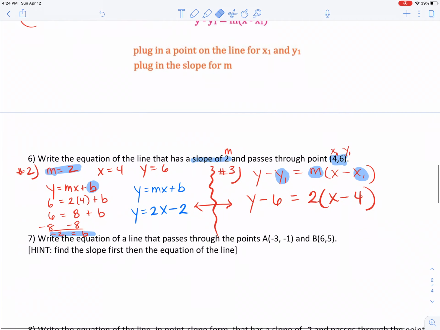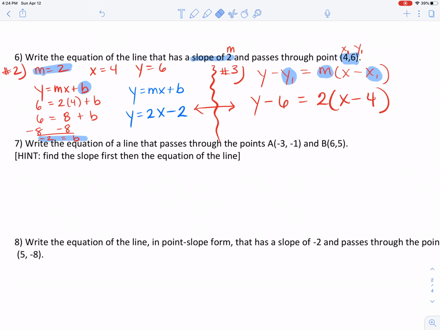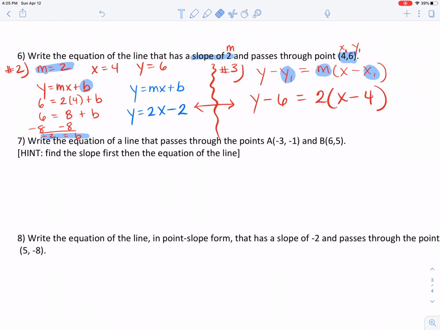Okay, the next one is similar, but it doesn't even give you the slope. So I'm going to use method 1, but if you prefer, method 2, it was the first one I did above. If you prefer to use method 3, go ahead and just look back at that one.